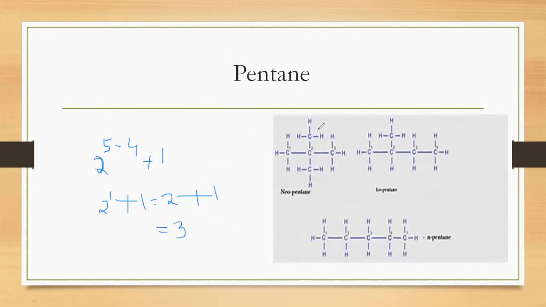And here see, I have neopentane, second carbon, there are 2 methyl groups. Isopentane, second carbon, only 1 methyl group. Normal pentane. And if you try also, no other possibility will be there.